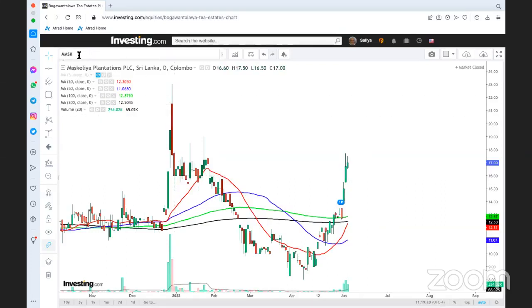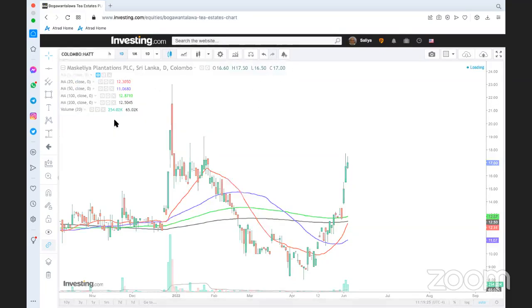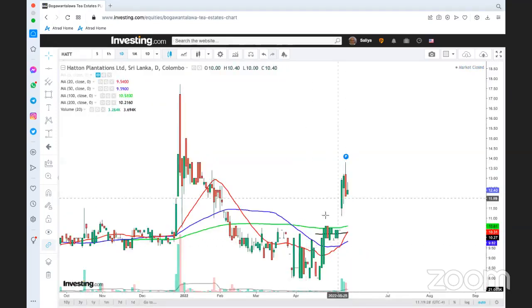Then we'll go to Hatton Plantation, HPL. Hatton Plantation also has all 4 moving averages broken, and with a gap it has gone up, and now again on the daily chart it is trying to consolidate at this level. So we have 4 counters now: LIOC, then Balangoda, then Muscalia, then Hatton Plantation.